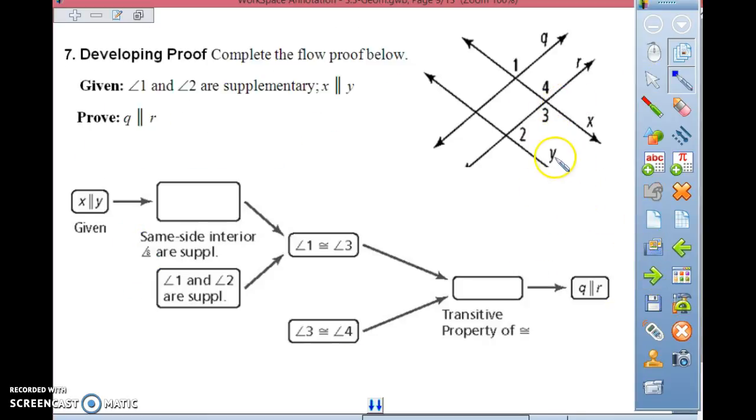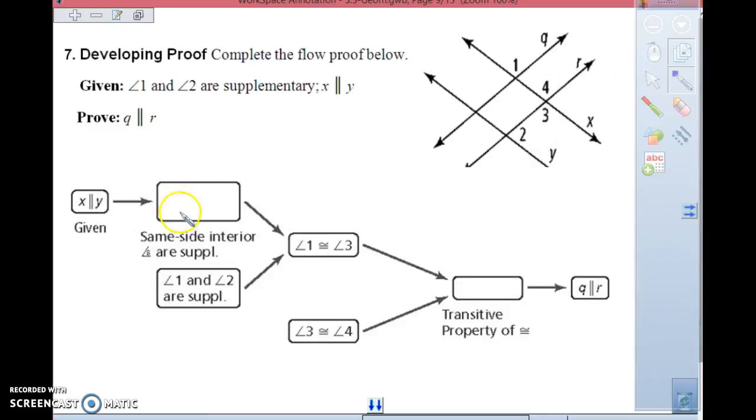Developing proof. Complete the flow proof below. This is like a 2-column proof, except that it's called a flow proof, where you start with an idea on the left and then we just build and move to our final step. So looking at the given, x is parallel to y, happens right here, and then it's also given that 1 and 2 are supplementary. And I see that right here. So maybe underneath this we should say given. And then both of our given statements are taken care of.